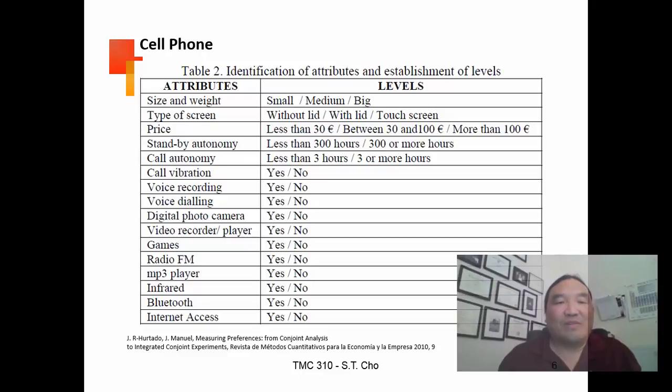In terms of attributes, and this is actually for cell phones, they look at what do people value. So in terms of size and weight, they decide to use 3 levels. And in certain cases, it's just a simple yes or no question. Because let's face it, how much can you talk about voice recording? Either you have it or you don't have it. There's not much of variables in there.